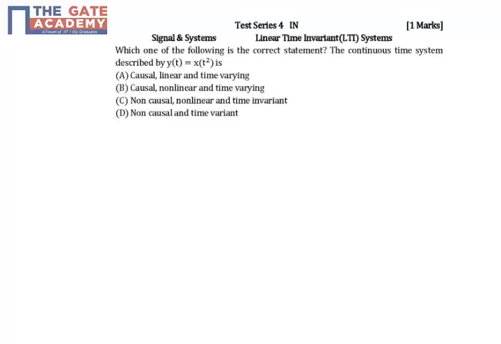Here in this given problem, he has given one signal and then he is asking whether it is a causal signal or linear or time varying. So first I'll check the causality. A causal signal means one whose output depends on the present and the past. If you see the signal, the given signal is y of t equal to x of t square.